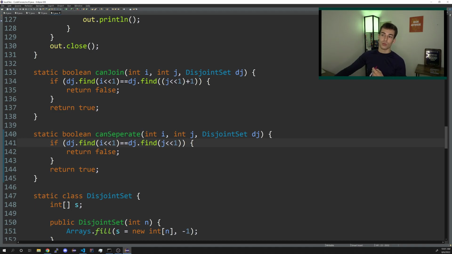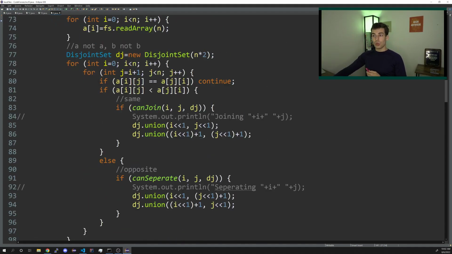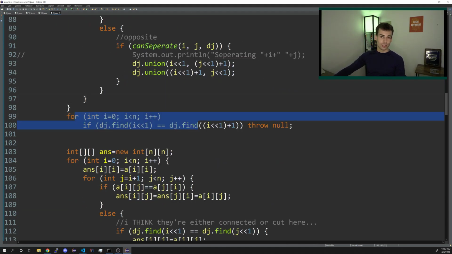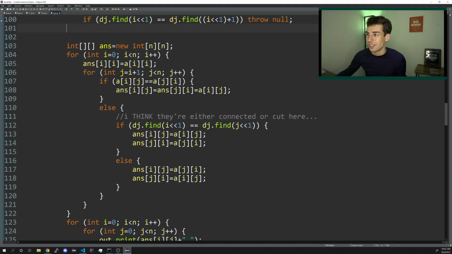And then I also have the can separate, which is just like if these two are already forced to be the same, then, well, we can't separate them because they're forced to be the same. So yeah, my first time going through this, I process all of these restrictions. And then this you don't actually need, but this is just me sanity checking that I did all this right. If anything is in the same group as its opposite, obviously you can't have both. Something can't be both flipped and not flipped at the same time. It can only be one of them. So yeah, that's the idea.